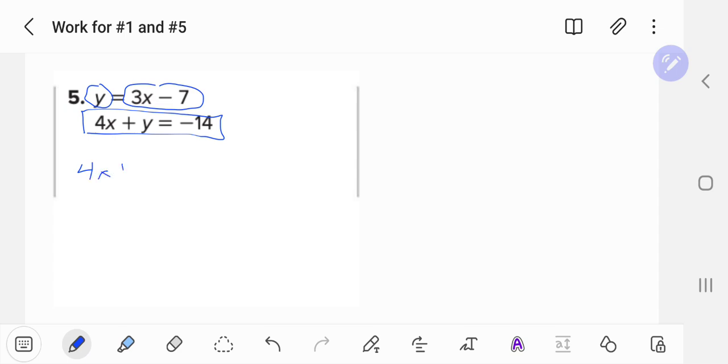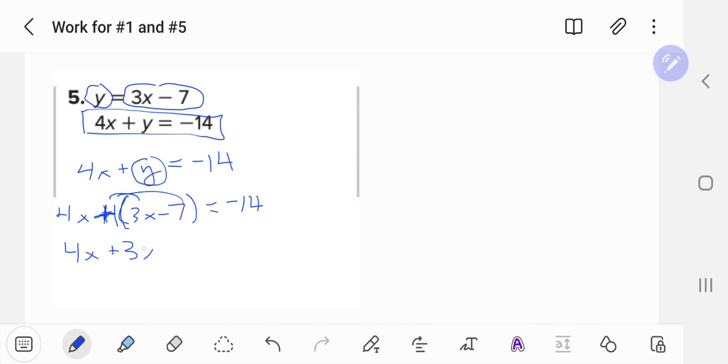So let's write it. 4x plus y equals negative 14. I see the idol there. So I'm going to write 4x plus 3x minus 7, excuse me, equals negative 14. All right. Now, a plus sign in front of a parenthesis doesn't really mean anything, it's just like distributing a positive 1. So we can just basically get rid of those parentheses. The tricky part is if there's a minus sign in front of the parenthesis, then you have to distribute a negative 1, but we're not talking about that quite yet.